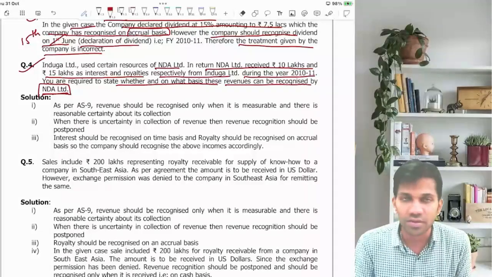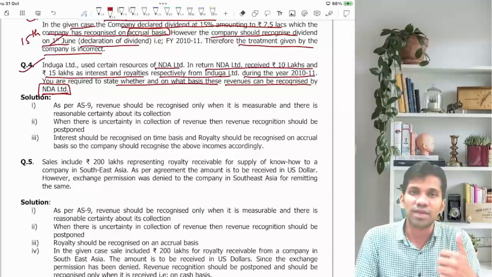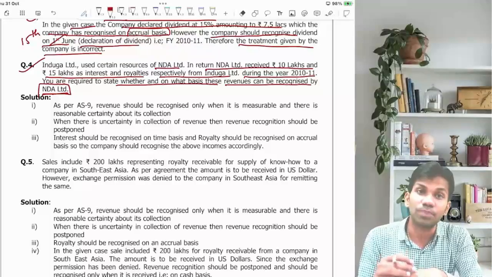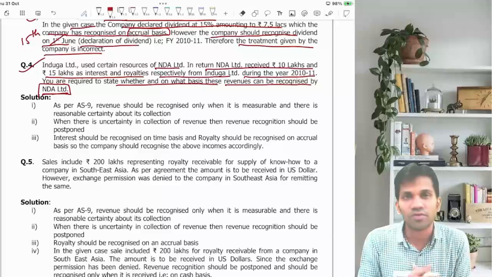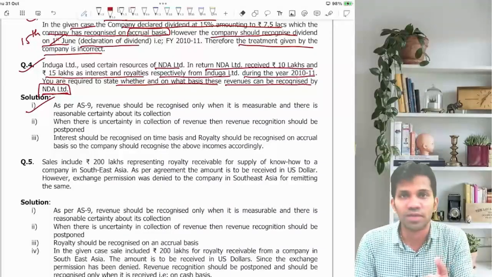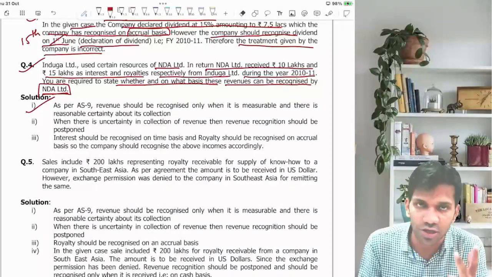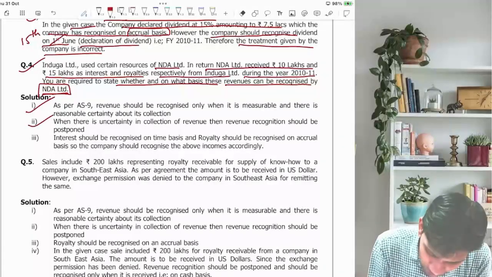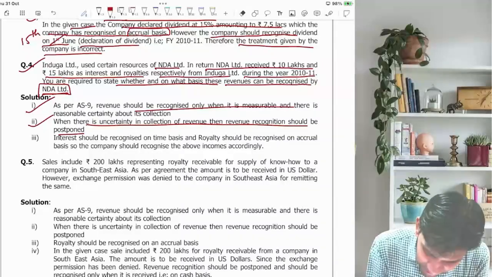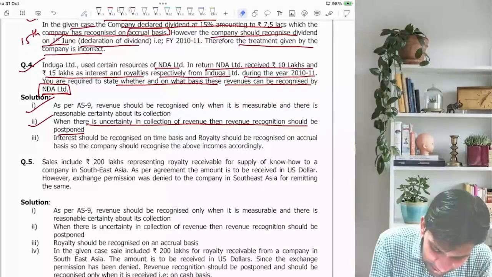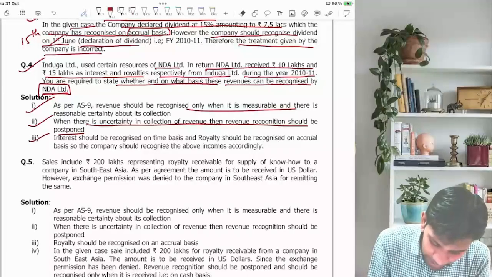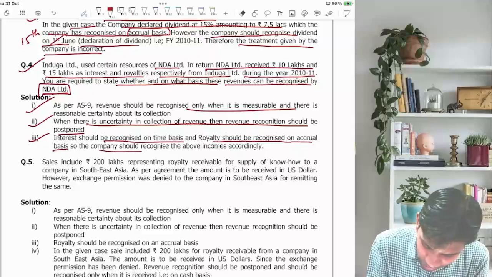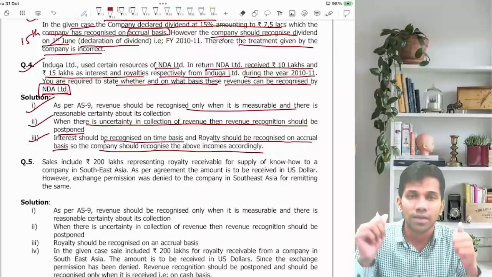So there is a provision for interest and royalties. Interest should be recognized as revenue on time basis and royalties should be recognized on accrual basis. But the first point will be very clear. As per AS-9, revenue should be recognized when it is measurable and when there is reasonable certainty regarding its collection. If there is uncertainty, then revenue recognition should be postponed. The same point you have to write in every accounting standard. This is how I have presented the answers so that you can write in the exam and you can memorize the points also. Interest should be recognized on time basis and royalty should be recognized on accrual basis. So the company should recognize the above incomes accordingly.